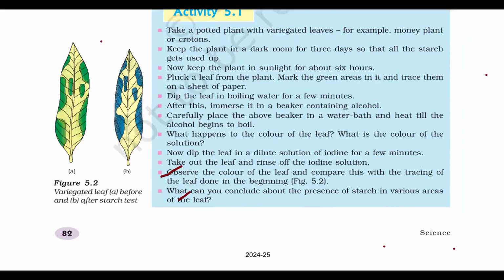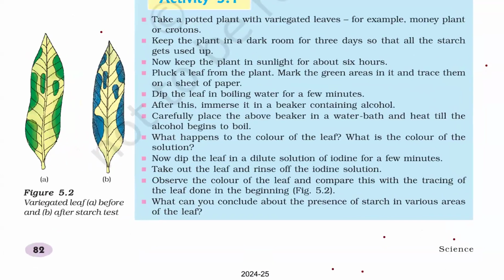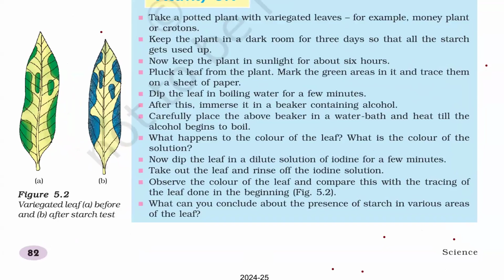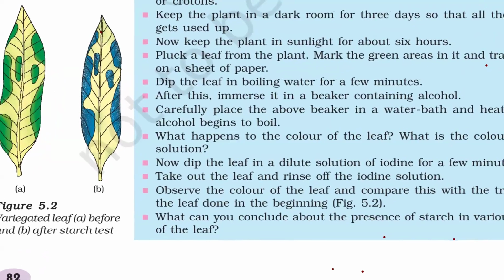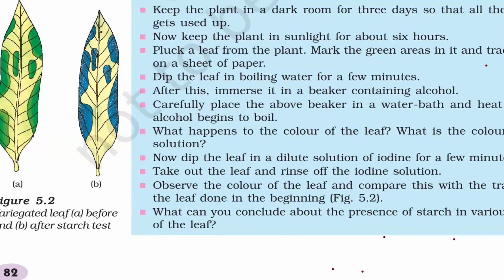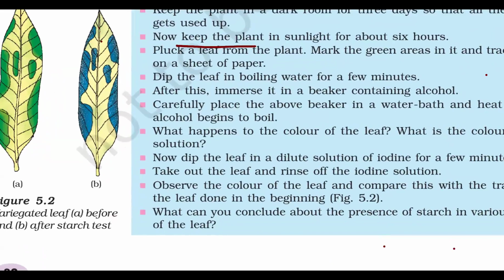There will be no photosynthesis process then. In the dark, there will be no photosynthesis process and all the starch will be used up during these 3 days. Clear? All the starch will be used up during these 3 days. And the plant is not going to do photosynthesis. Now keep the plant in sunlight for about 6 hours. After 3 days, you will be keeping the plant in sunlight for 6 hours.